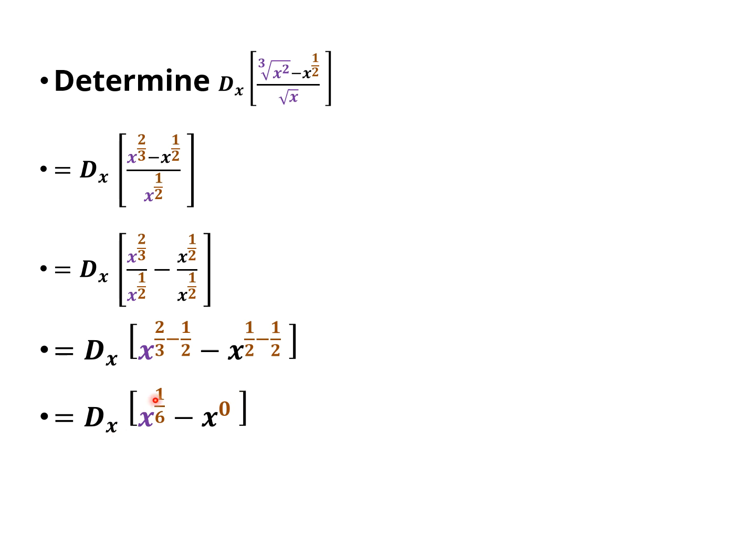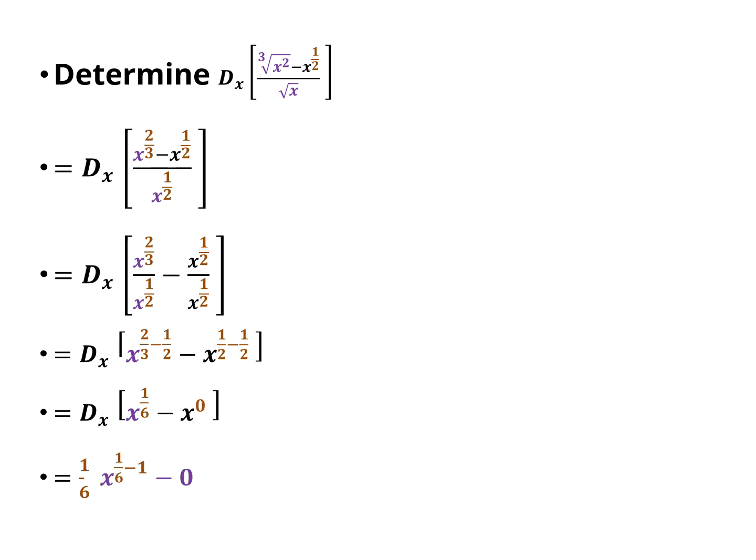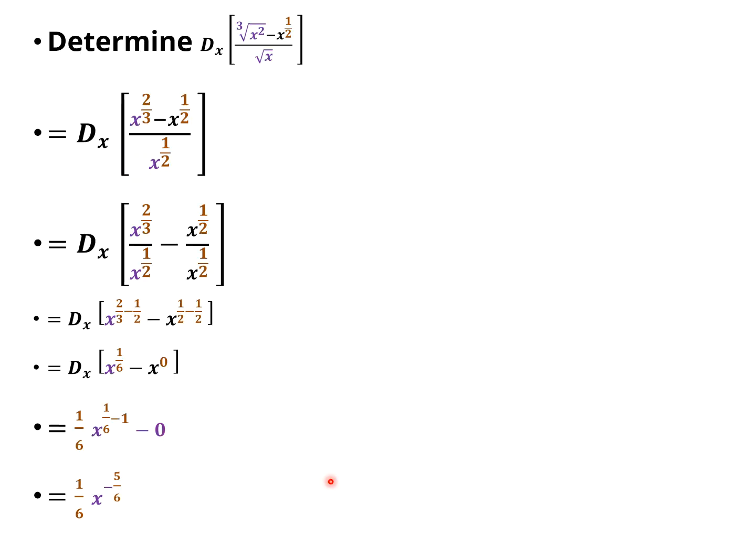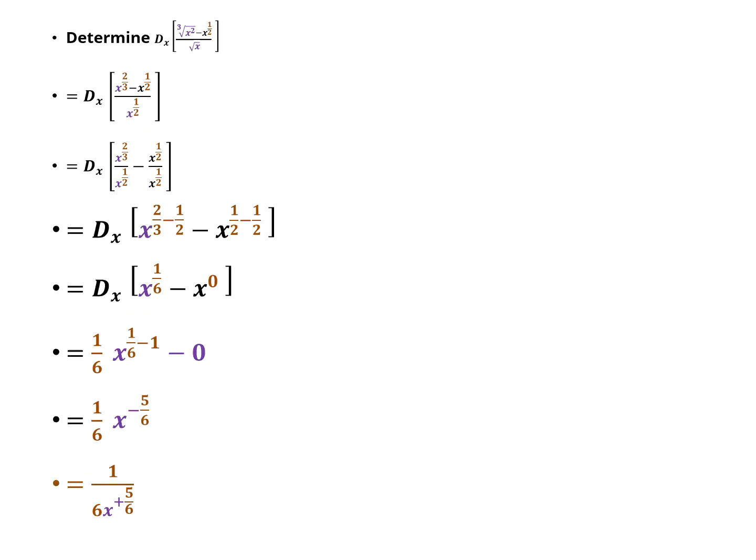Now if I differentiate, I say 1 over 6 times 1, 1 over 6 minus 1, and 0 times 1, which is 0. So 1 over 6 minus 1 gives me negative 5 over 6. And if they wanted it with a positive exponent, I would simply take that x to the bottom, and it becomes x to the plus 5 over 6. Right? Let's look at the next problem.